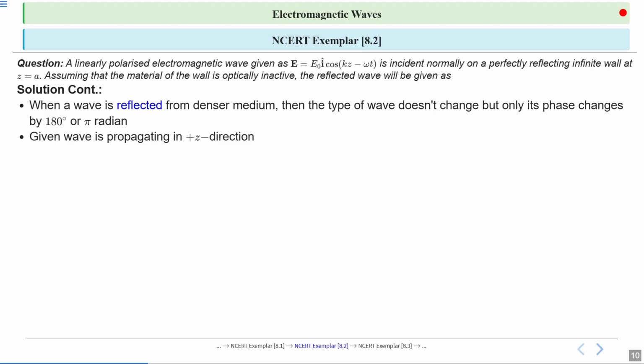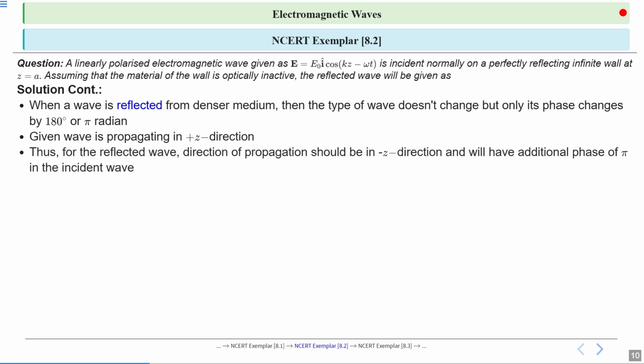So now it is propagating in negative z direction. For the reflected wave, the direction of propagation should be minus z direction, and it will have an additional phase of pi relative to the incident wave. Now, kz minus omega t, we will add pi with it. Why will we add pi? Because there is a phase difference of pi. So we will write kz minus omega t plus pi.